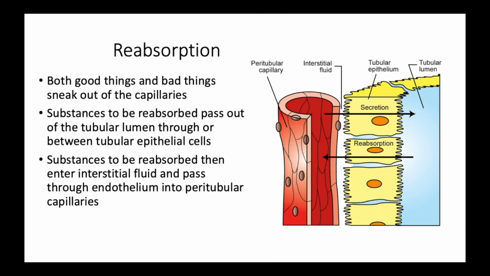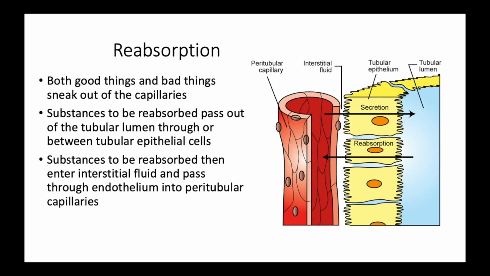Into the process of reabsorption within the nephrons. So both good things and bad things sneak out of these little glomerular capillaries. Substances to be reabsorbed pass out of the tubular lumen through or between tubular epithelial cells, and the substances to be reabsorbed then enter the interstitial fluid and pass through the endothelium back into the peritubular capillaries. So these substances, as soon as they pass out of circulation and into the capsular space, they're considered out of the body. So they're just considered in an area of the body that's not really considered in the body. It's kind of weird.